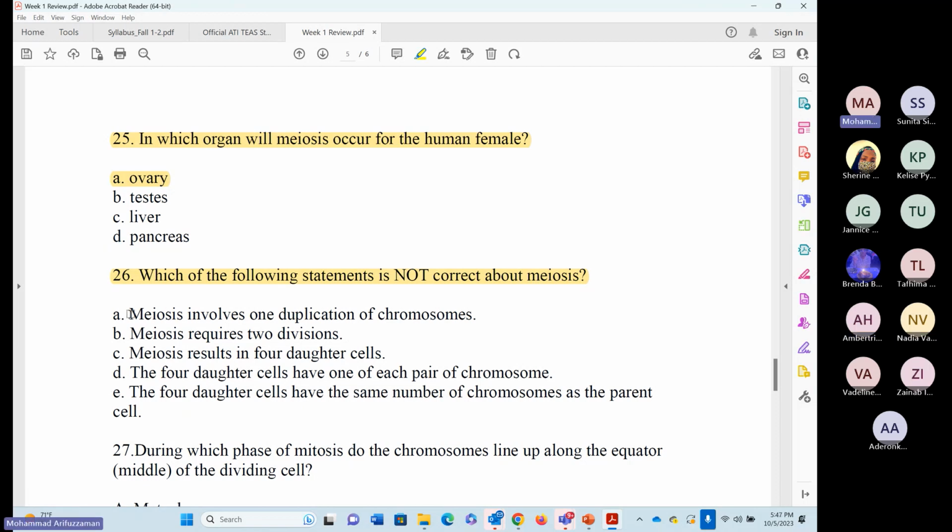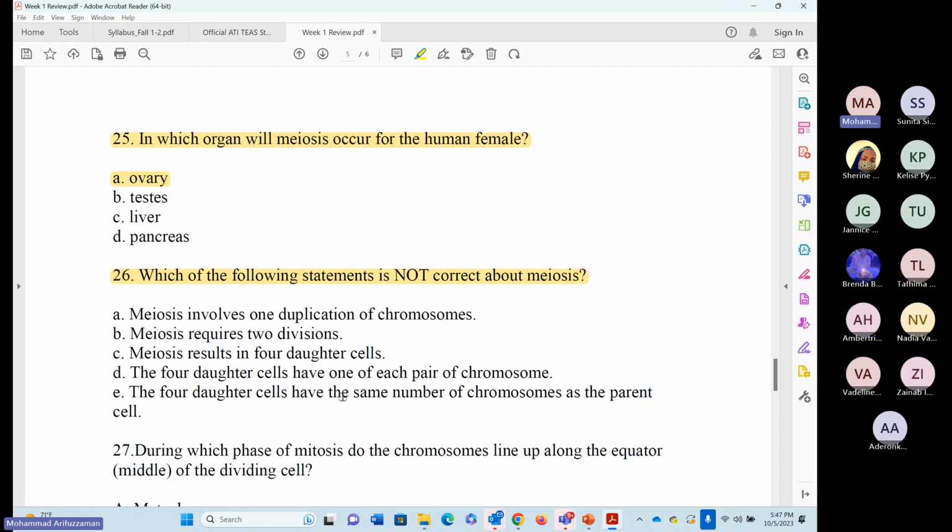Okay, let's start with A. Meiosis involves duplication of chromosomes, one duplication. Meiosis requires 2 divisions. Yes, that is correct. The 4 daughter cells is correct. 4 daughter cells have 1 of each pair of chromosomes is correct.